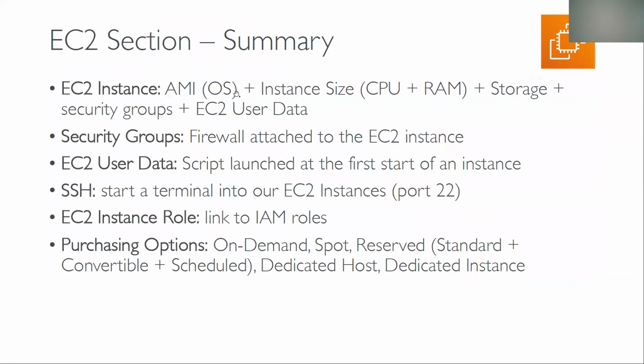So to summarize EC2: an EC2 instance is using an Amazon Machine Image with Linux Ubuntu plus instance size, which is the T2 micro. We selected 1 CPU, 1 gig RAM, then by default 5 gig storage, and then we manually created a network security group, plus the user data. Security group is like a firewall. We allow the ports. EC2 user data is a script we launch at first instance. Nag-run tayo ng bootstrap script, which is this one.